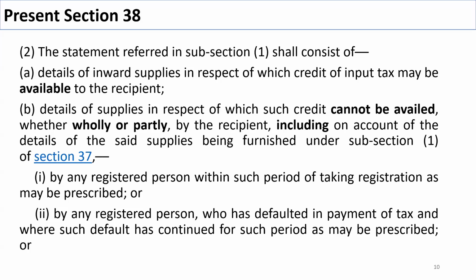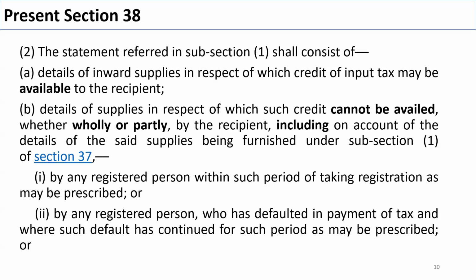So there are certain supplies in respect of which the recipient will not be able to avail the full input tax credit, or only partial input tax credit, that are provided subsequently. And also including. The word including has been added in Finance Act 2025, wherein it states that even though the details are appearing in a statement provided electronically, even in those cases where the details have been uploaded by the registered person and are appearing electronically in the IMS or the GSTR 2B, even then the recipient may not be able to avail the ITC in certain conditions.